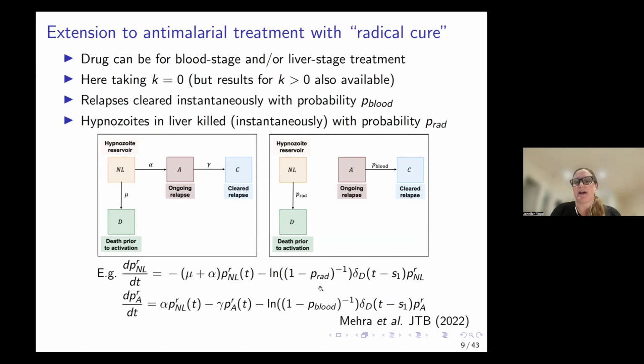So here you can see the P rad and the P blood coming into the two ODEs for the hypnozoite reservoir and the activated probabilities. And that is at some time S1, which is when the treatment is given, and instantaneously, so it's a delta function. These assumptions could be relaxed if we wanted. But if we assume that it's instantaneous, the nice thing is that we can analytically solve for the probabilities given a single treatment, but also multiple treatments. So this model would extend if you had, say, 5 different rounds of radical cure. That would just be addition of more terms with more delta functions at different times.